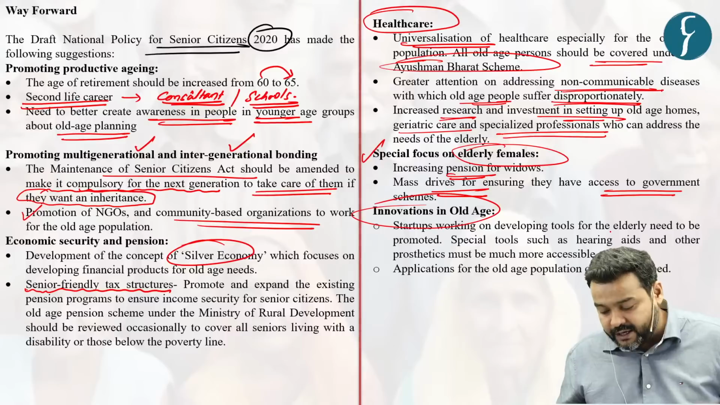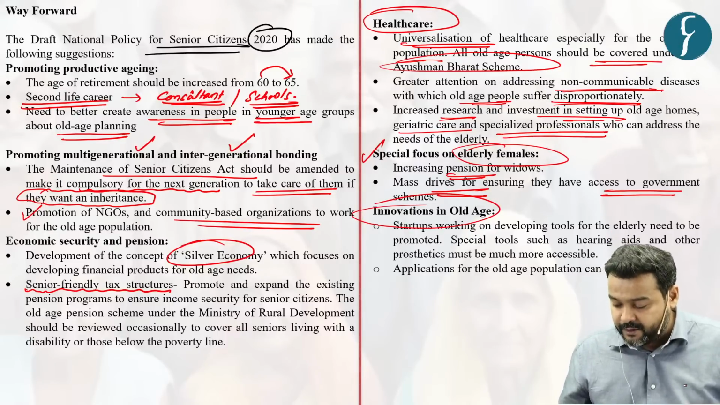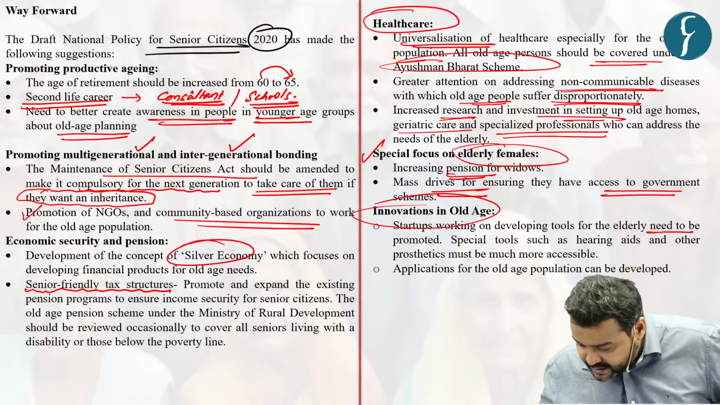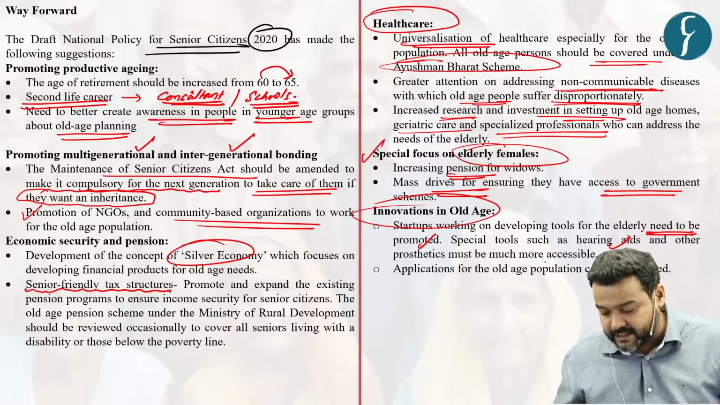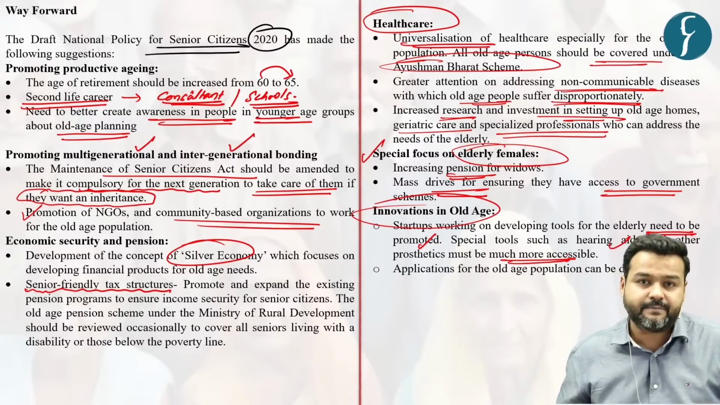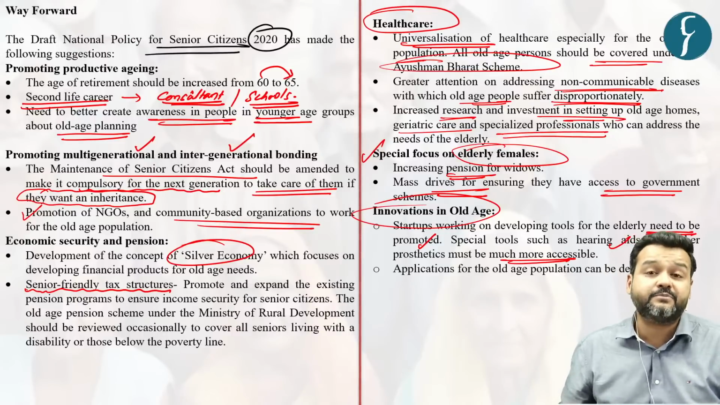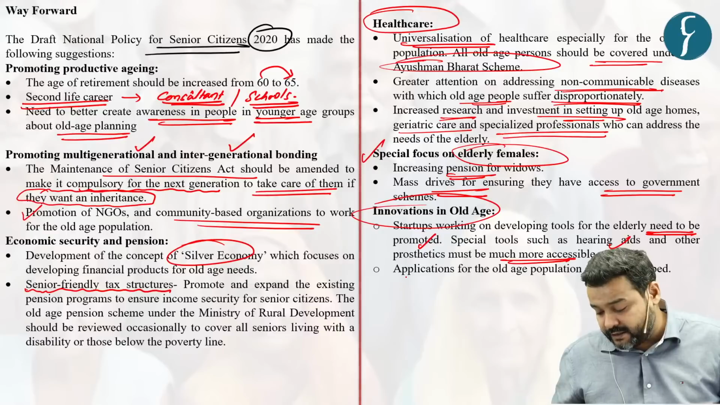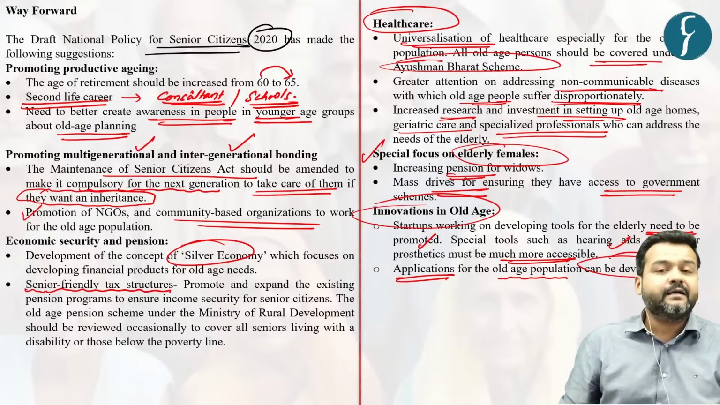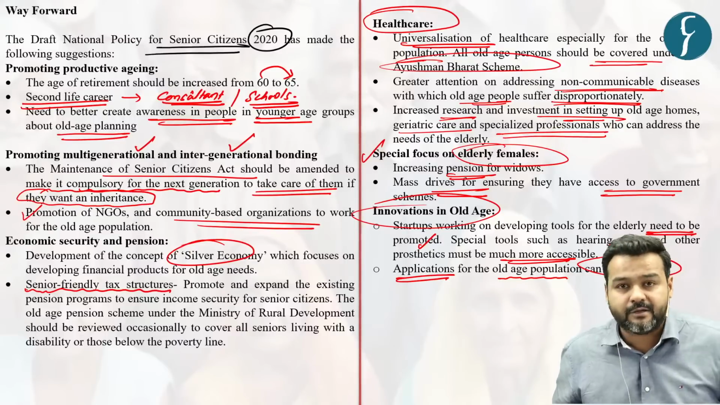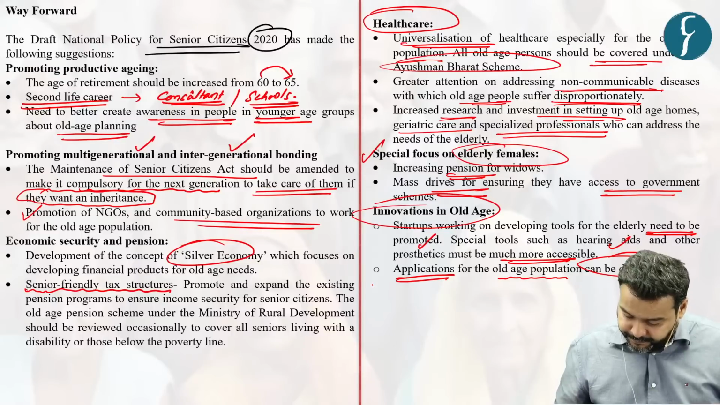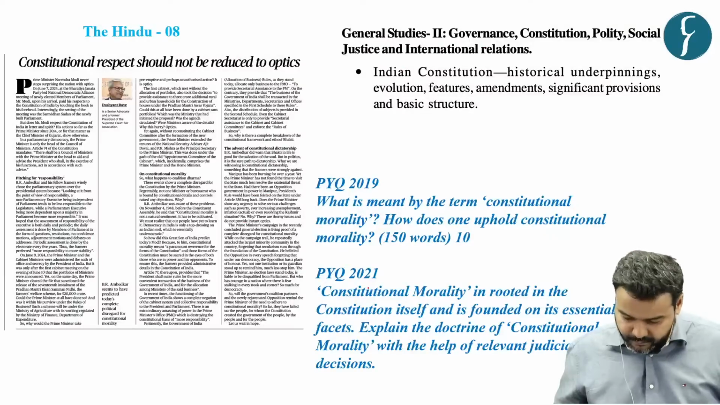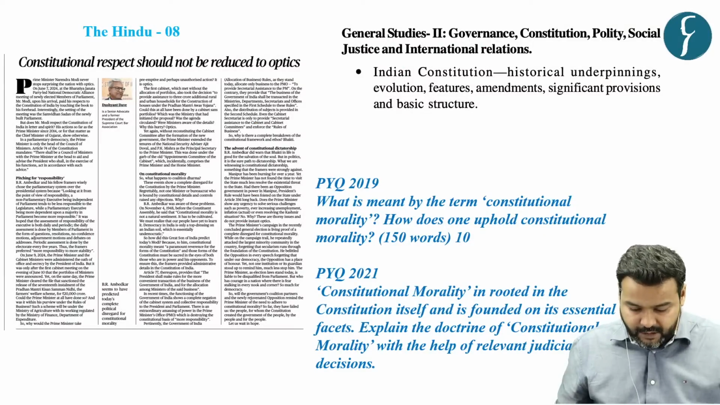Now, innovations in old age. There are startups which are working on developing tools for the elderly, and these startups need to be promoted. And special tools such as hearing aids and other prosthetics must be much more accessible. So, they are asking to make them cheaper. Lastly, they say that applications for the old age population can be developed so that they can have better access and better utilization of technology. Now, that's all from the first article.